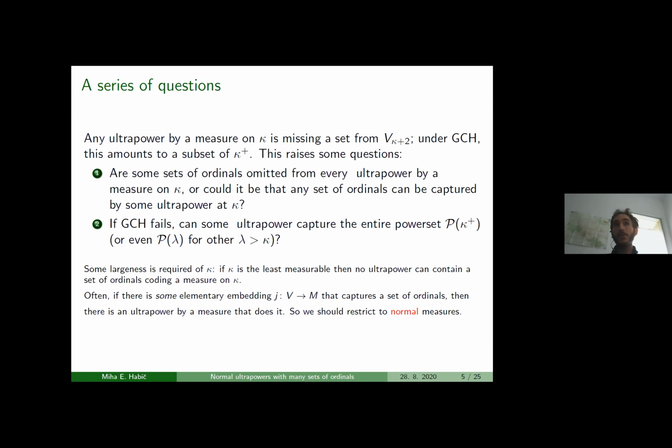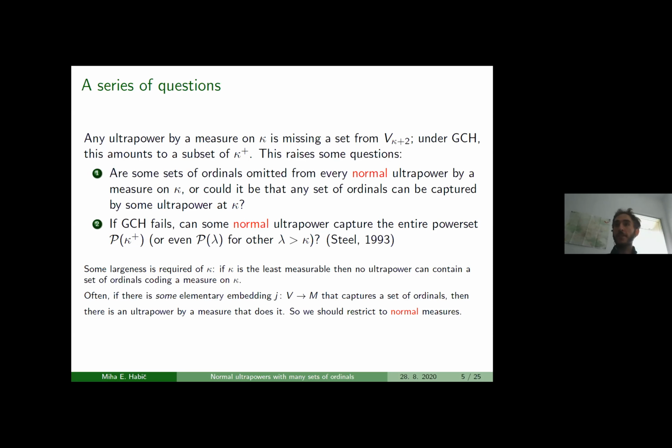All right, that measure on kappa is going to be, in general, relatively complicated, right? And we want to avoid this kind of, if you like, ad hoc construction of measures, right? So if we want to impose some kind of canonicity requirement, a good thing to try to do is to restrict these questions to just ultra powers by normal measures at kappa, right? So Rudin-Keisler minimal measures. All right. So if we insert the word normal into these two questions, then question number 2 becomes something that was asked by Steel in 93. So he was wondering, is it consistent that a normal ultra power at kappa captures the entire power set of kappa plus?